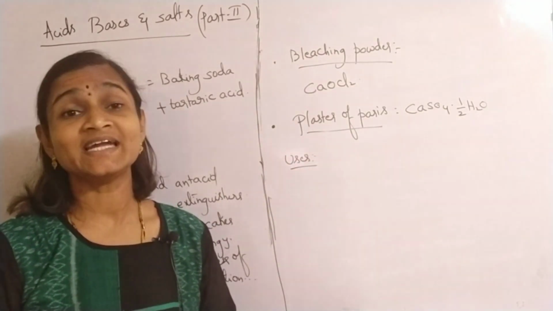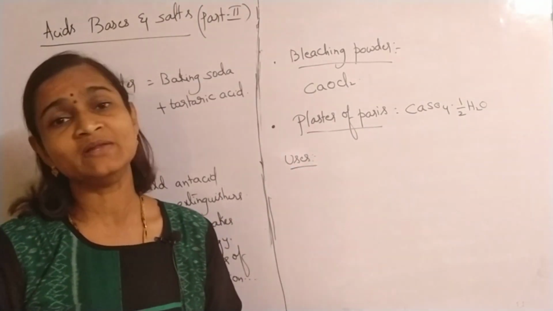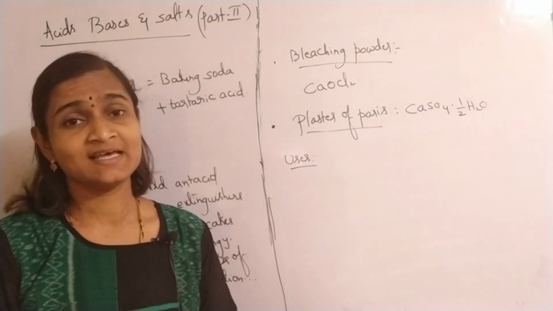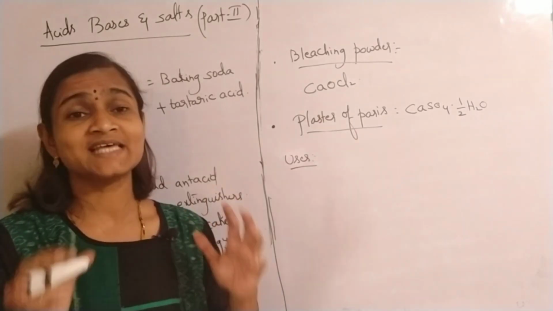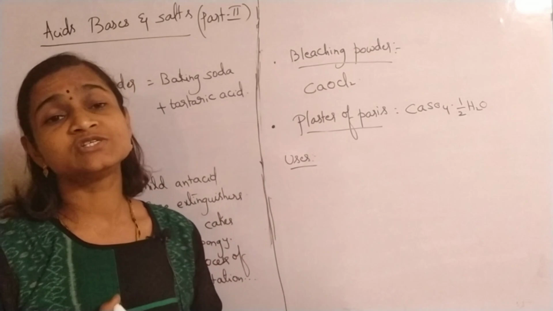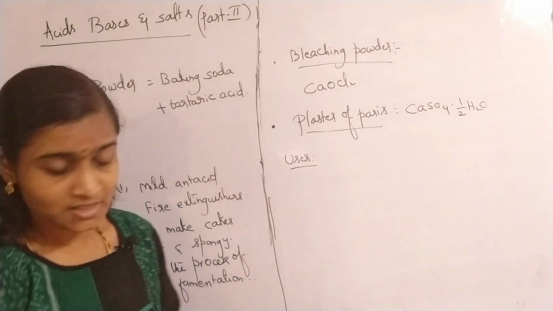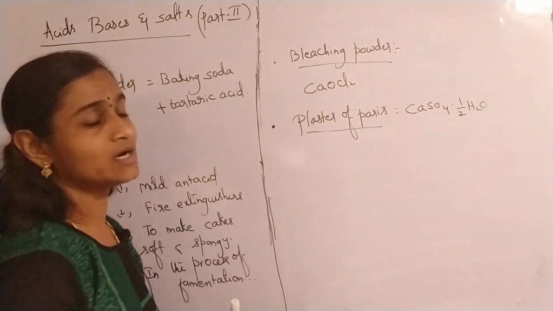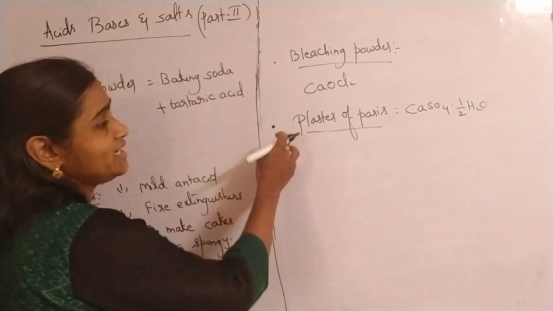So many settings you will find in Ramoji Film City, and in cinema sets they use a lot of settings. All that is possible with what? Plaster of Paris. This is a very important type of salt. Please understand this point carefully.